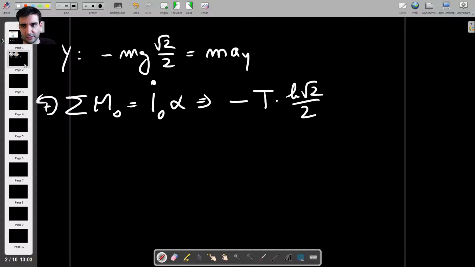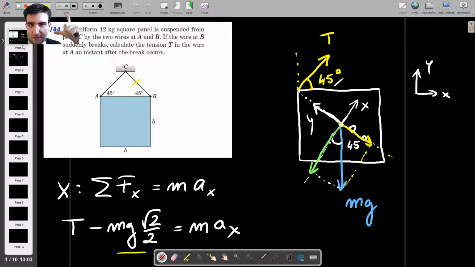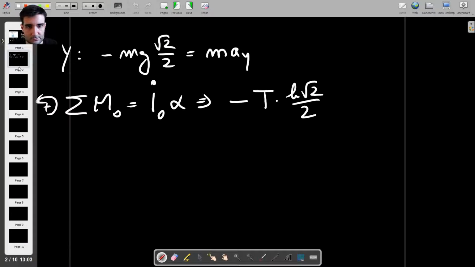And you can actually check that, right? So the diagonal of the square is b root 2, and then you divide that by 2 to get the moment arm. And that equals this. Now, for a square, the moment of inertia is equal to 1 over 6, the mass of the square times the side squared, so times b squared, and then times alpha, which is the angular acceleration.